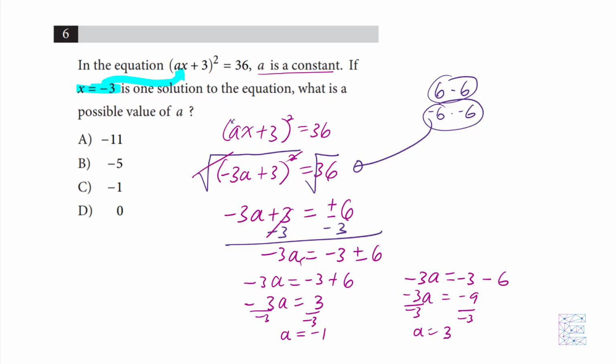So of those two choices, which are featured, negative 1 or positive 3, well, we can clearly see that C is the only one that's here. So that makes negative 1, which is C, the right answer.